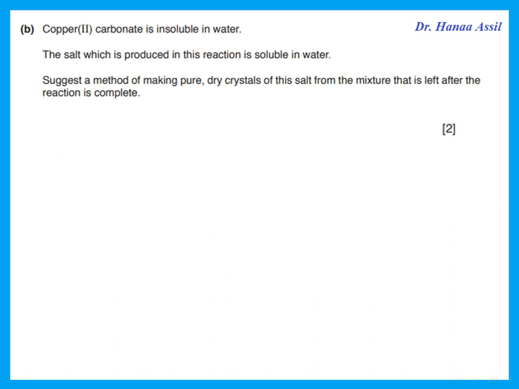Copper carbonate is insoluble in water. The salt which is produced in this reaction is soluble. So copper carbonate is not soluble, but as it reacts, it will dissolve. Now describe the method of making pure dry crystals of this salt from the mixture that is left after the reaction is complete. Remember, what did we do? We added excess copper carbonate to the acid. So it reacted, but some of the excess copper carbonate remained.